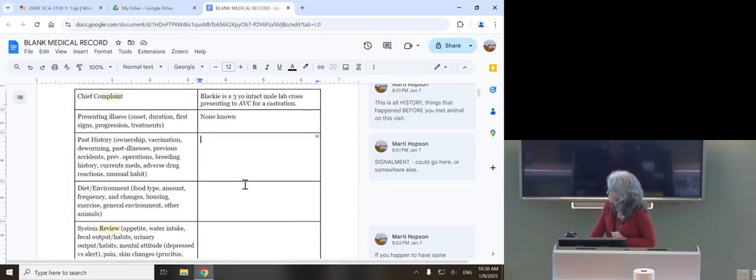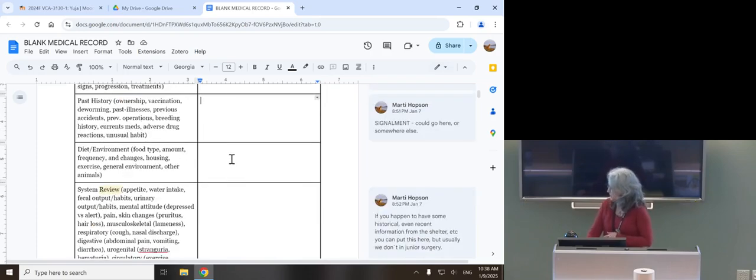Now, past history, again, if this is a Cat Action Team cat or a Humane Society dog, you're not going to know a lot. But if you don't put anything, I don't know. So unknown would be great here. Maybe there are a couple of things. Diet, you probably don't know what the animal ate beforehand. If you wanted to put a statement about what they're going to eat while they're here, that's okay. I know that's dealing more with the present and not the past, and you don't have to put that. You could just put unknown.